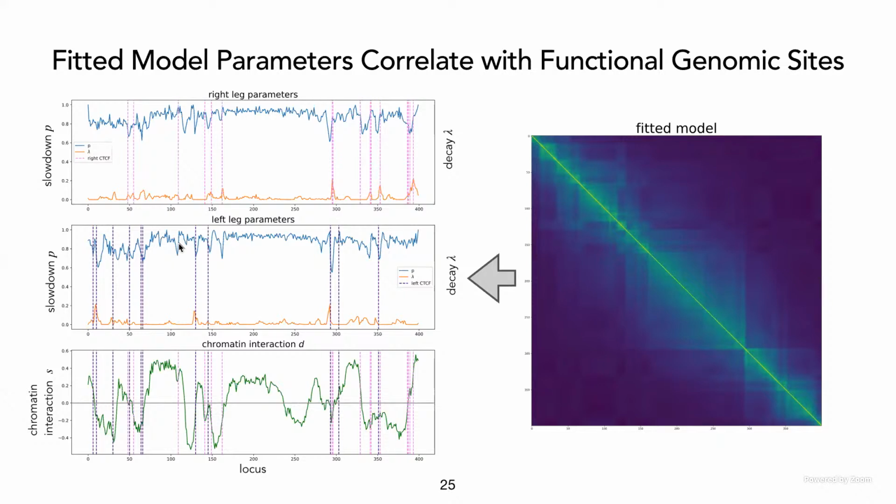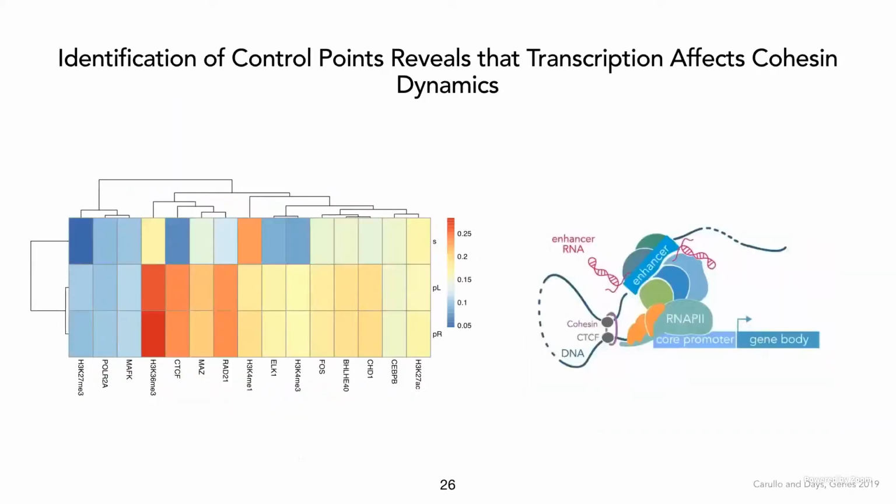So now that we have physical parameters from the fitted model, we can do a correlation study. We've done the correlation study for the whole chromosome 10 for different markers. And so now let's look at some of the markers.